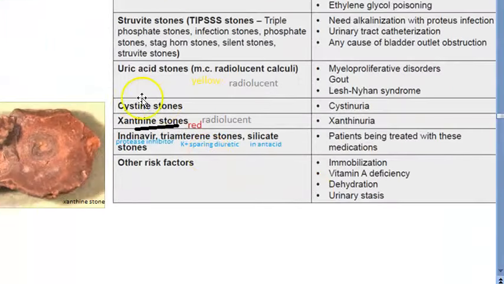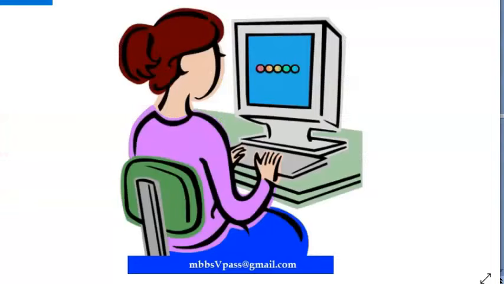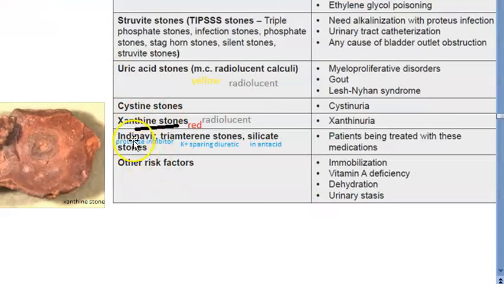So what did we tell you? There can be xanthine stones. This is a xanthine stone. And what else did we tell you? See, because of drugs, there can be stones. Guys, focus here. Because of some drugs that a person takes, that means medicines, he can develop stones. Interesting, right? That can be Indinavir, triamterene stones, silicate stones. All these are in patients who are being treated with these medications.